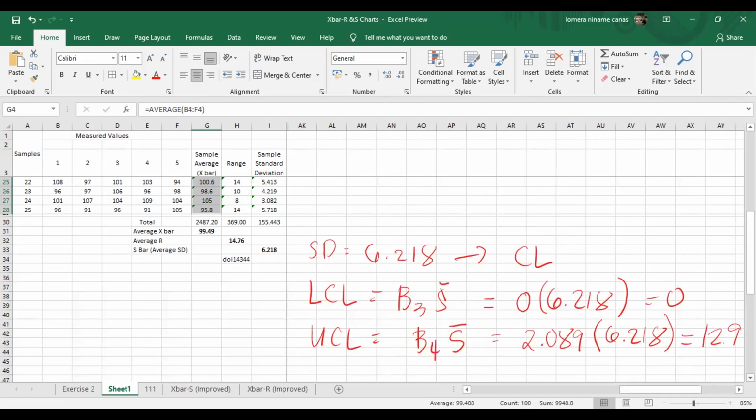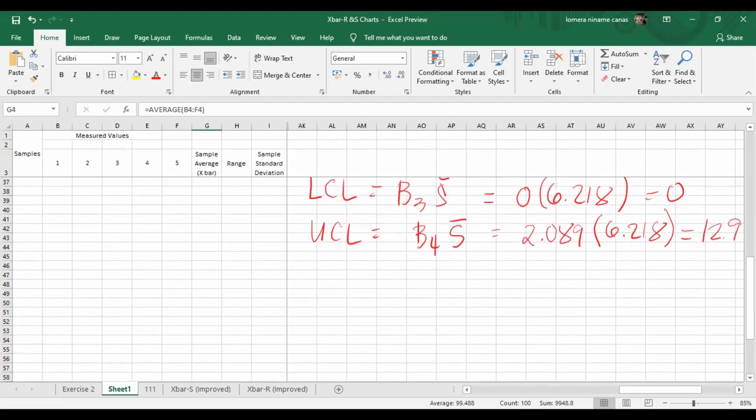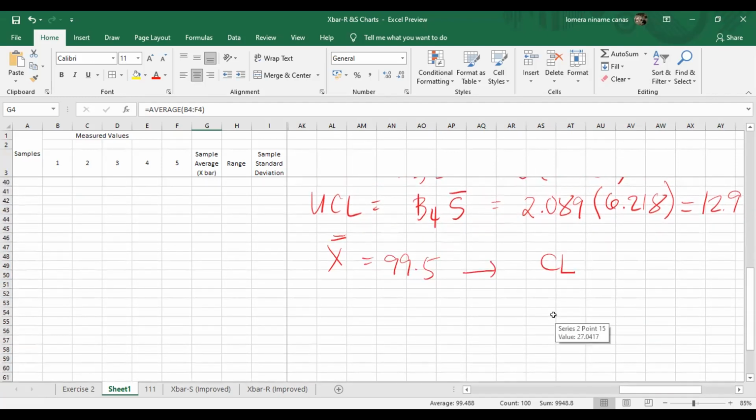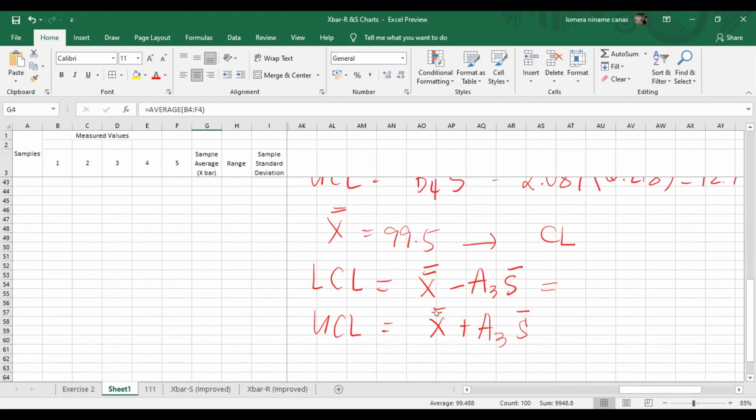So we now have the limits for the S chart. After that, we compute the control limit equations for average charts using S bar. Based on the table, we have the value of our grand mean, which is 99.5, and this will be our central limit or center line. The LCL, lower control limit, is computed using the formula grand average minus A3 S bar, and UCL equals grand average plus A3 S bar. So the grand average is 99.5.